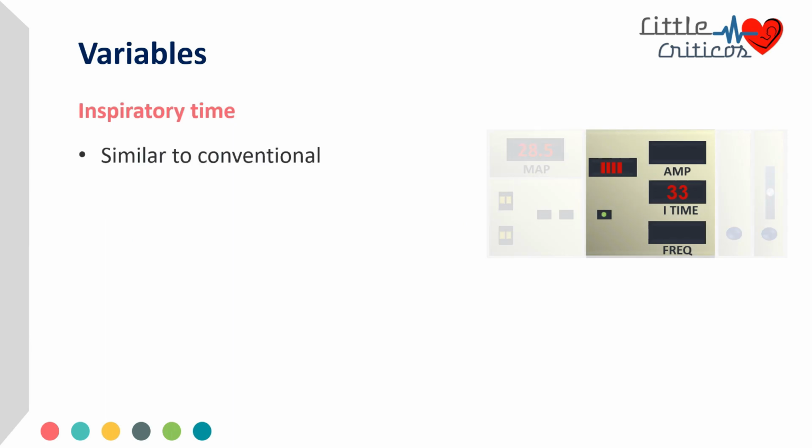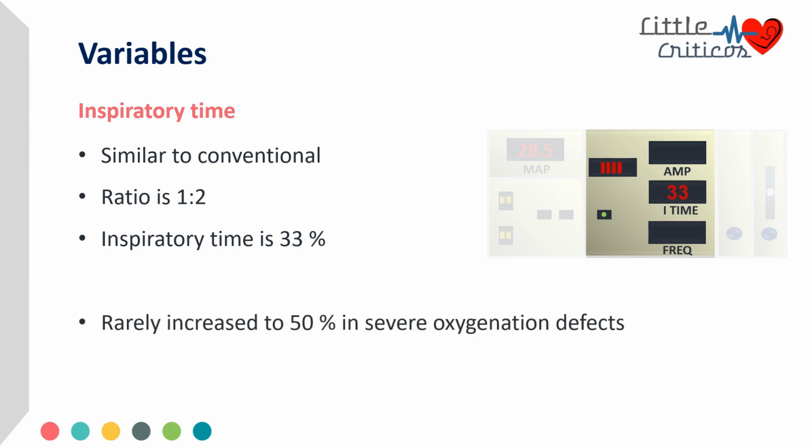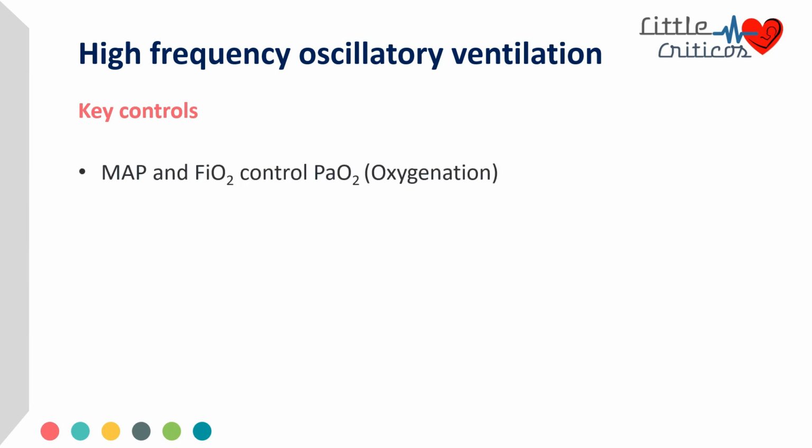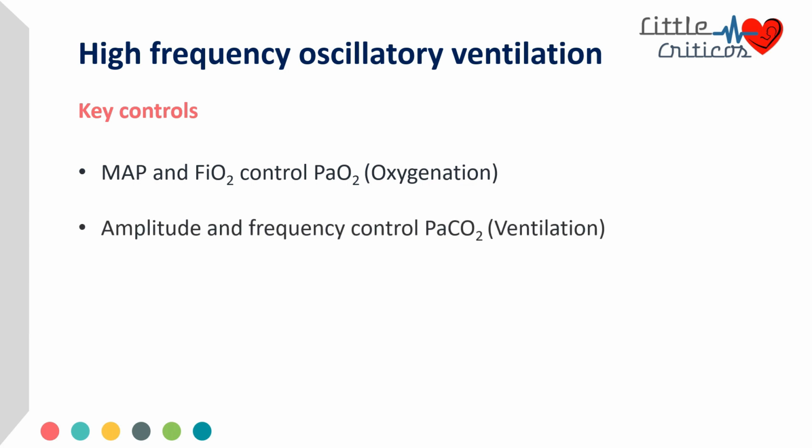Inspiratory time is similar to conventional mode of ventilation and a ratio of 1:2 is preferred. It is given by a percentage as 33 to 50%. One rarely needs to go to 50% in cases of severe oxygenation defects despite correcting other variables. Among these variables, mean airway pressure and FiO2 control oxygenation, and amplitude and frequency control ventilation. Thus, oxygenation and ventilation to a certain extent get uncoupled.